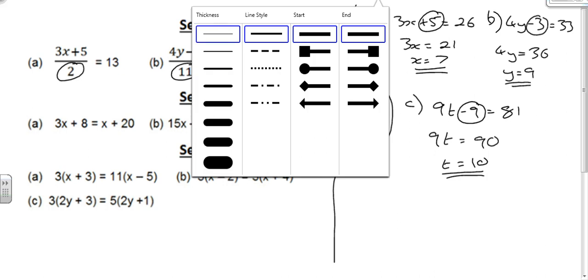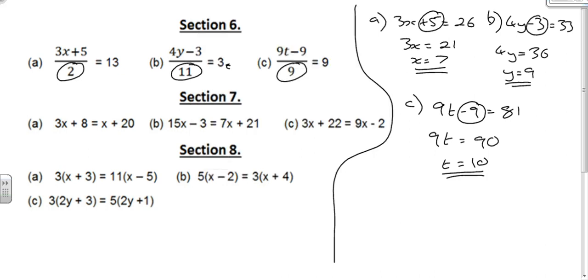Okay, section 7. So here we've got unknowns on both sides. So again, for this question we decide which side's got the most x's on. And here we've got 3 x's, here we've only got 1 x. So we're going to get rid of an x from this side, and we're going to get rid of an x from this side. So if we do that, we're going to have 2x plus 8 equals 20.